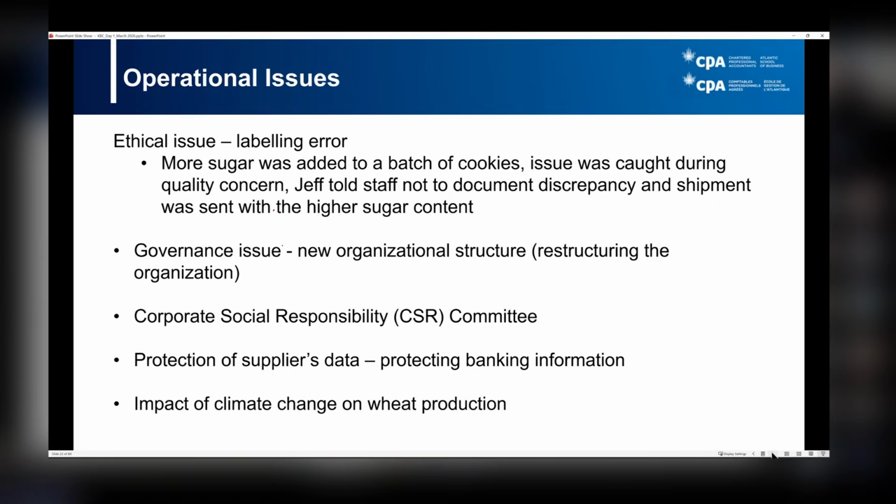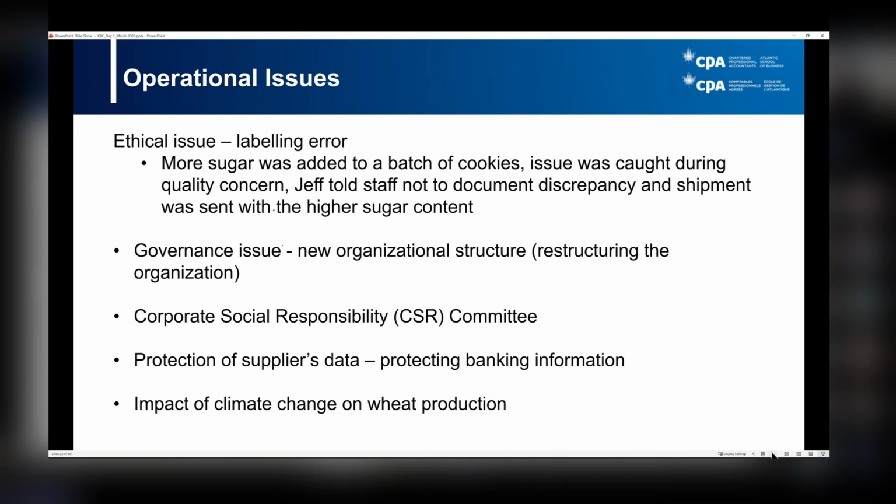So again, with the operational issues, it's just about knowing what they were. Be on the lookout in day one. Do they still exist? Were they resolved? There was an ethical issue about a labeling error. More sugar was added to a batch of cookies, and the issue was caught during quality control, but Jeff told the staff not to document the discrepancy and to send the shipment out with a higher sugar content.